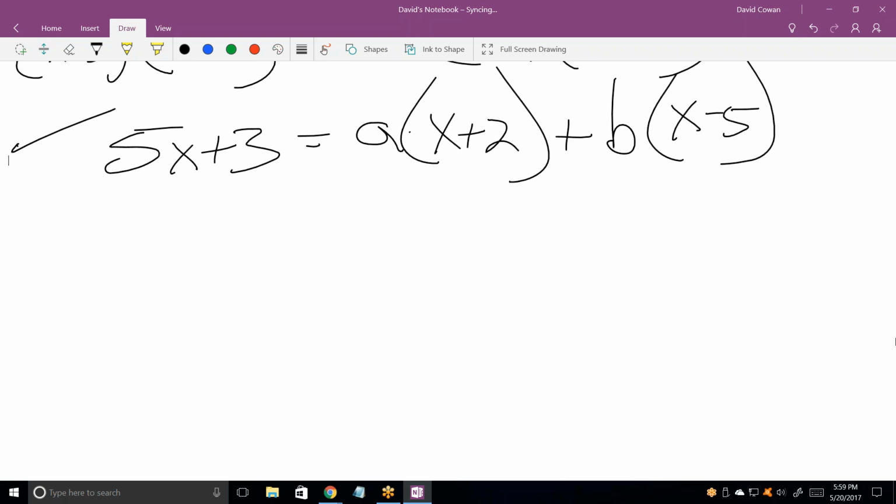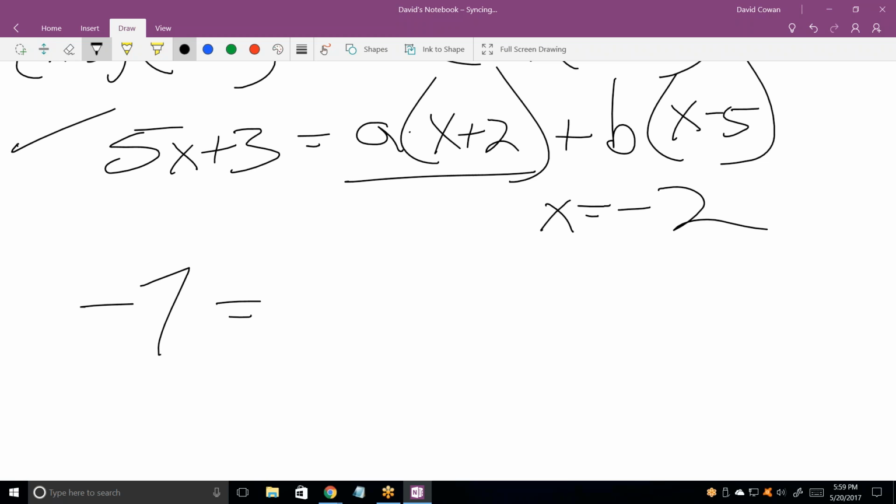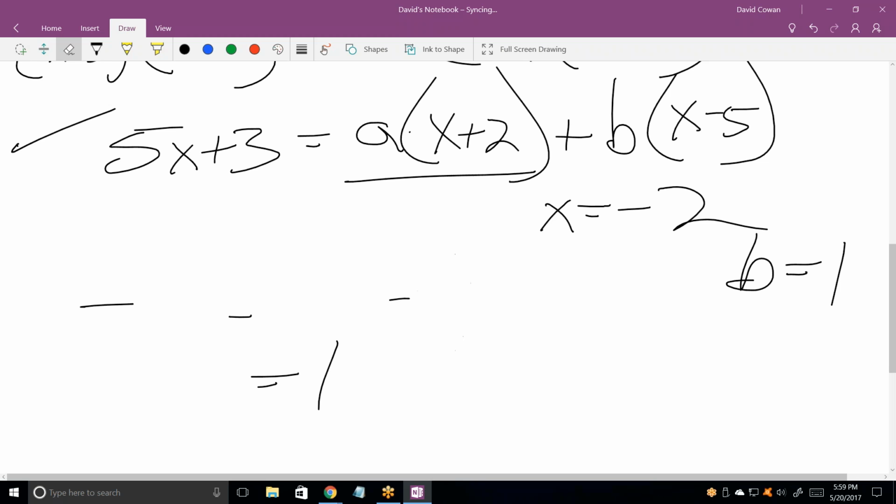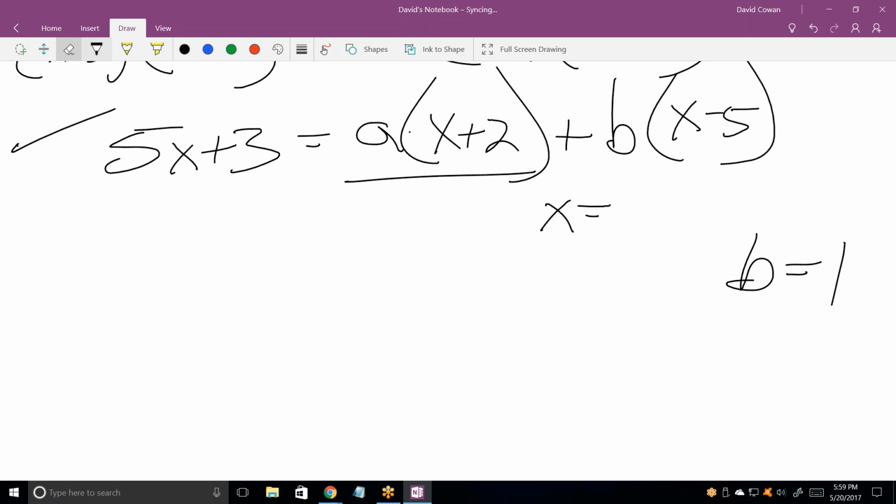Notice that if I pick x equal to -2, what's going to happen? The left side becomes -7. The a term disappears, and I get -7 equals b times (-2 - 5), which is -7. That solves for b. b equals 1. And now, by a very similar method, I'm going to solve for a by letting x equal what? 5.